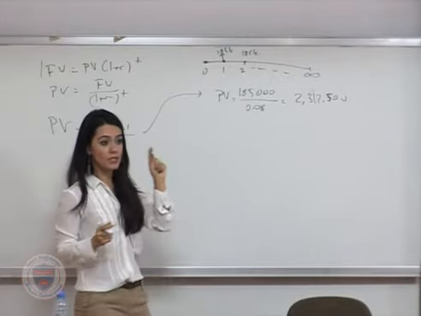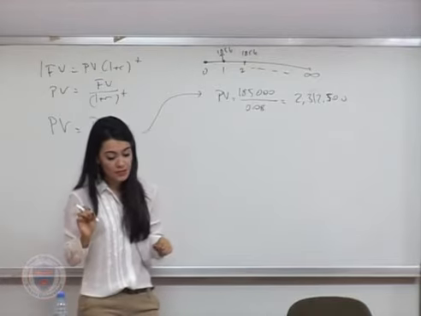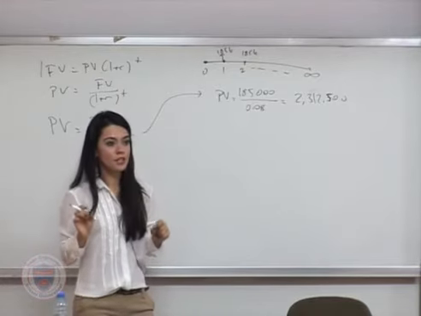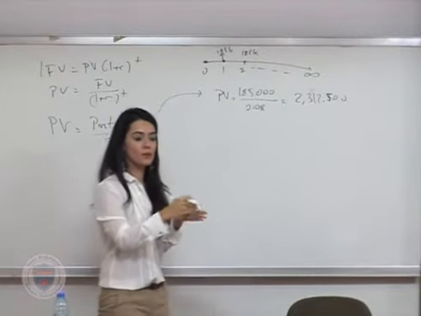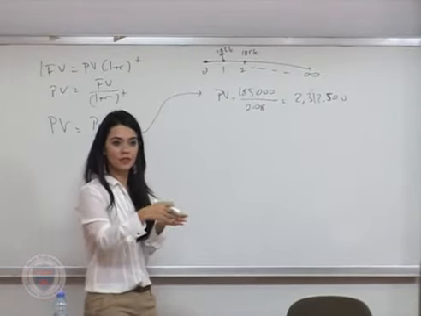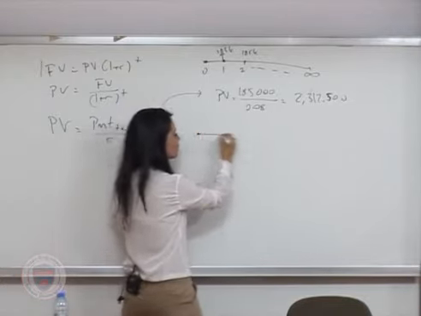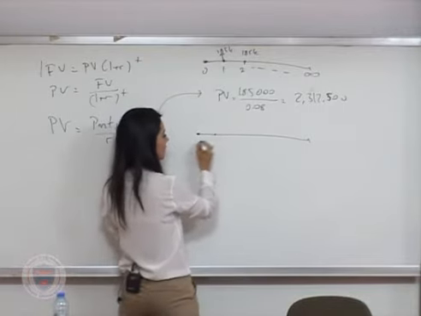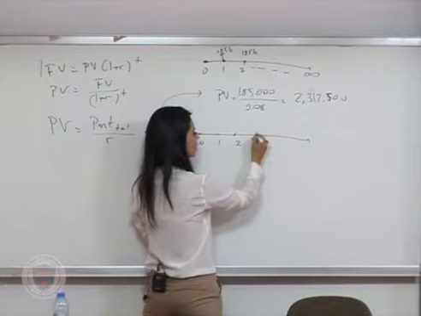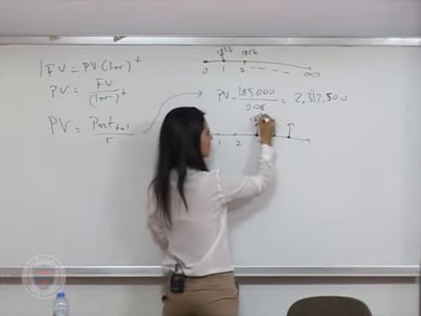In the second part, there was something very important. It says, what if the first payment won't be received until 3 years from today? So it says how much money you should put in the bank today so that you will be able to get $185,000 from the bank. But this time, the question is a little bit different because you will start taking the money from the bank at time 3. So this time, your cash flows will look like this.